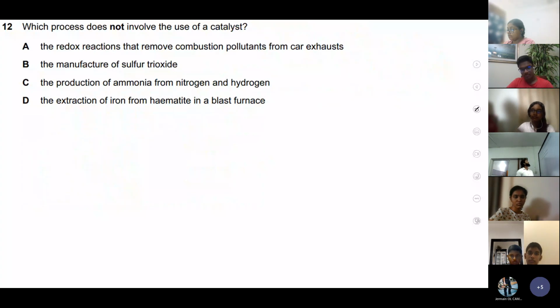Right. Excellent. Which process doesn't involve the use of a catalyst? Redox reactions that remove combustion pollutants from car exhaust means what? Catalytic converter. So that involves a catalyst, so you can't say there's no catalyst. So that's wrong. The manufacture of sulfur trioxide.